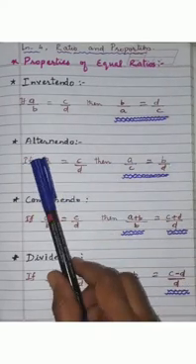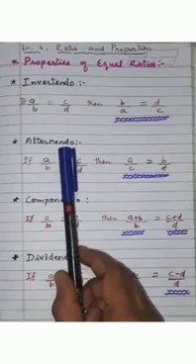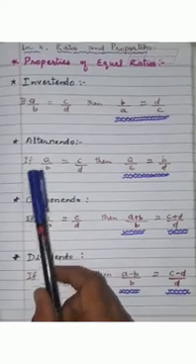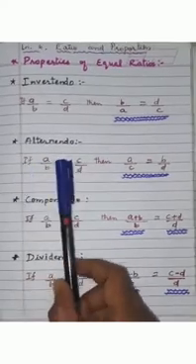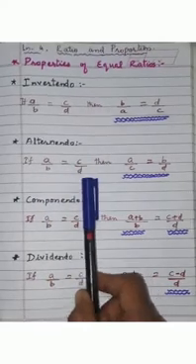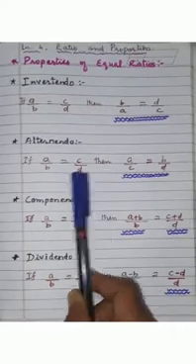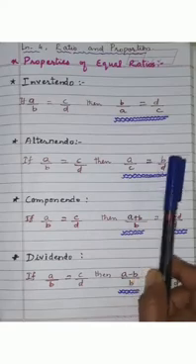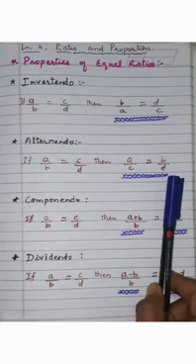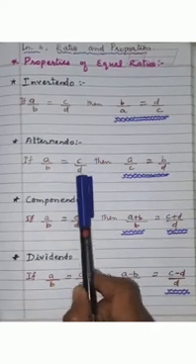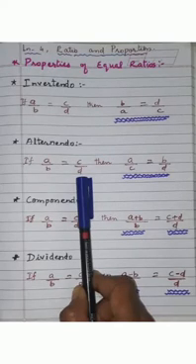Now the next property is the alternando. This property says that if a upon b is equal to c upon d, then we can have a upon c is equal to b upon d. Is that clear, children? A upon c is equal to b upon d.